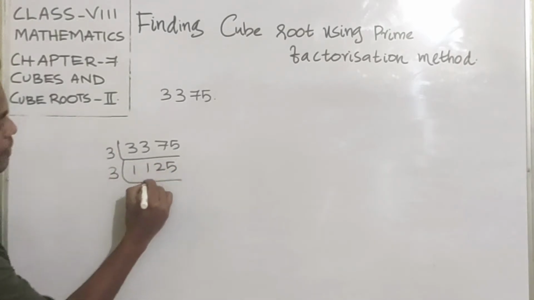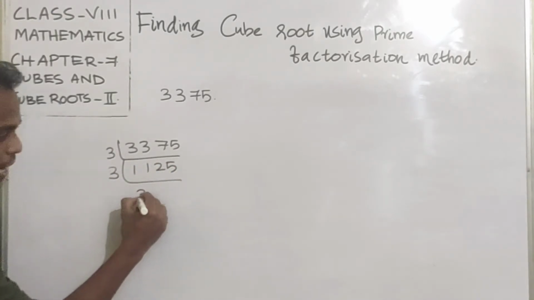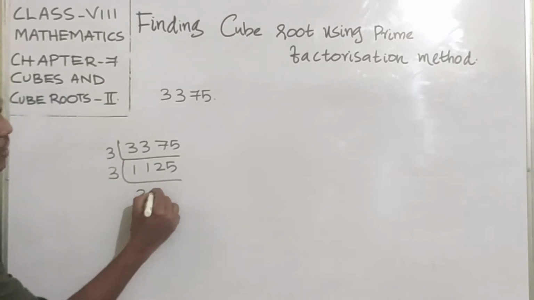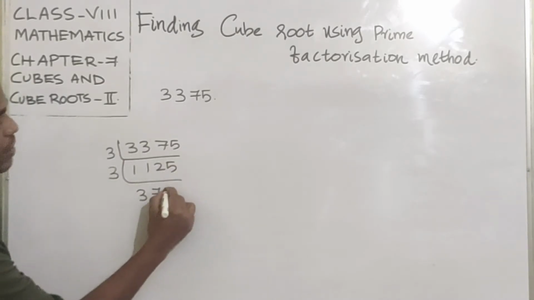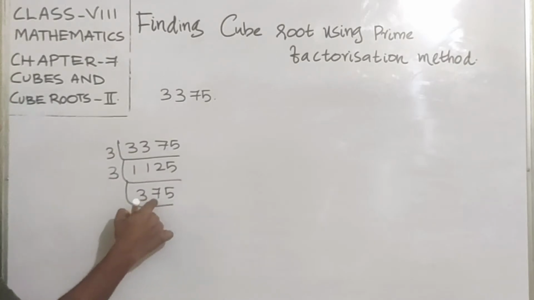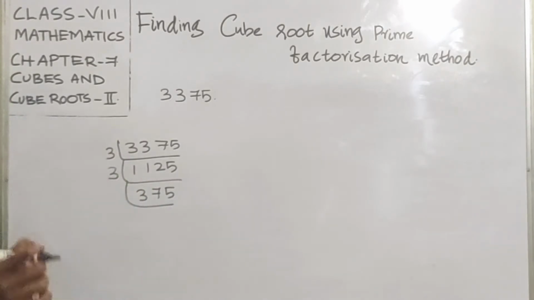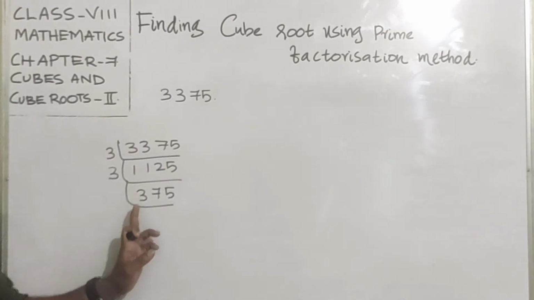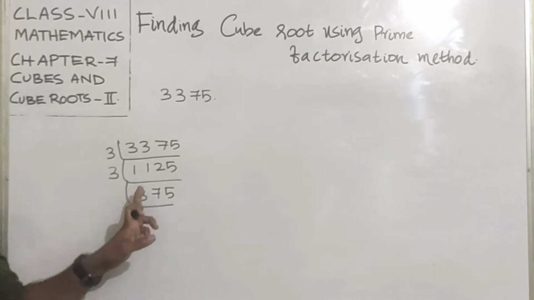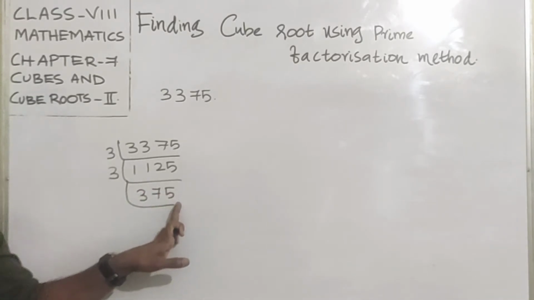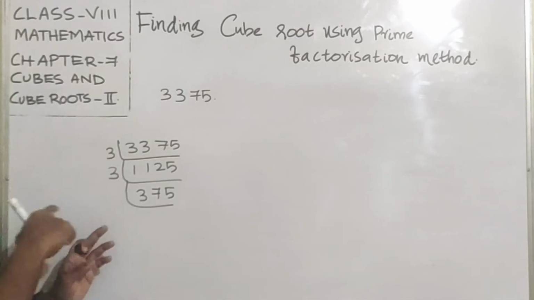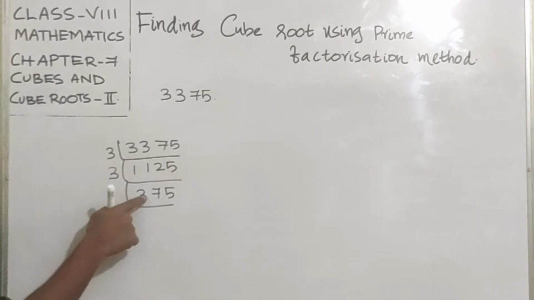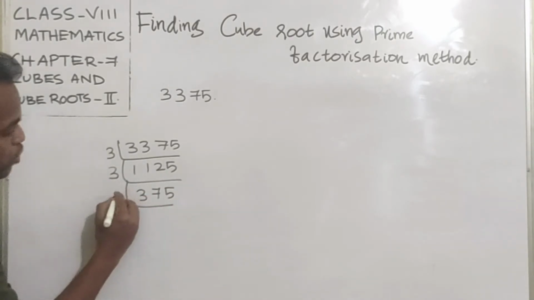Then what will we get? How many 3's in 11? 3 times. Then how many 3's in 21? 7 times. 15? 5 times. Now 3 plus 7 is 10. I hope you know this method to check whether a number is divisible by 3. Just take the sum of the digits of the number. If it is divisible by 3, then the whole number will be divisible by 3. See, 3 plus 7 is 10. 10 plus 5 is 15. So it's divisible by 3. I am going to use 3.